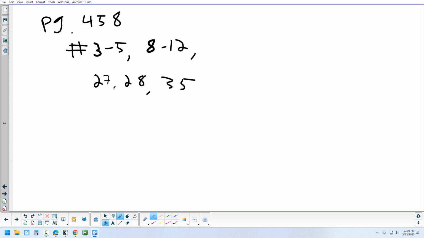On 27 and 28, they mentioned something about graphing. Don't graph. You don't have to do what they mentioned about graphing in those 2 questions. And then 35, that's all. Okay, so I took off the questions, just make sure you caught that. Okay, so we'll go over that tomorrow, and then we'll look at the beginning of 9.3.